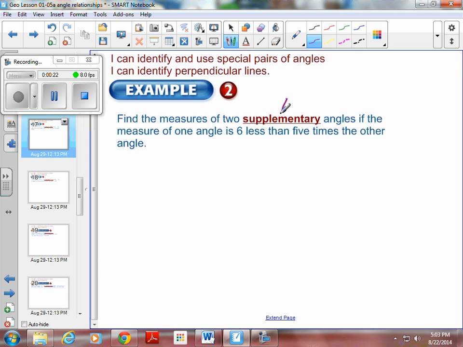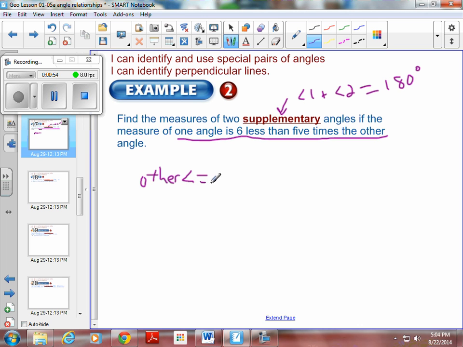So, supplementary means you've got angle 1 plus you've got angle 2, and when you add them together, you get 180 degrees. Supplementary. So we want to know, if the measure of one angle is 6 less than 5 times the other. Do we know what the other angle is? No.